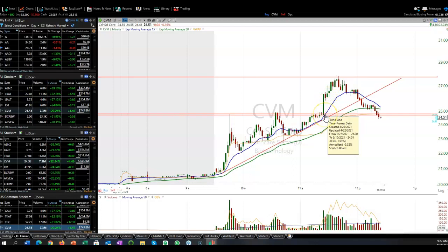I mean, this is a pretty good run from 25 to 28. It's a $3 move, it's 12.5%. Anytime you can make 12.5% on your money in a day, that's pretty good.